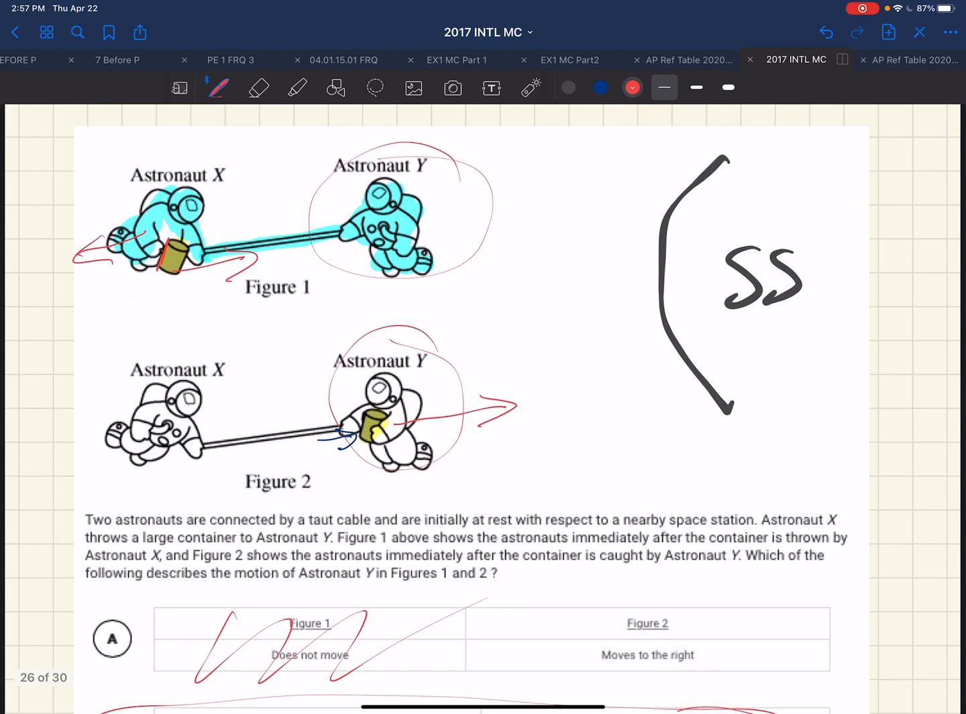You might also notice that in these two pictures we're showing the same location. There is no net displacement of Y or X relative to the space station or relative to where they were initially. The center of mass of this system that the astronauts have is right here. And the momentum of that center of mass is mv. The velocity is 0, so the momentum of that system is 0. And so afterward, the momentum of that system must also be 0.